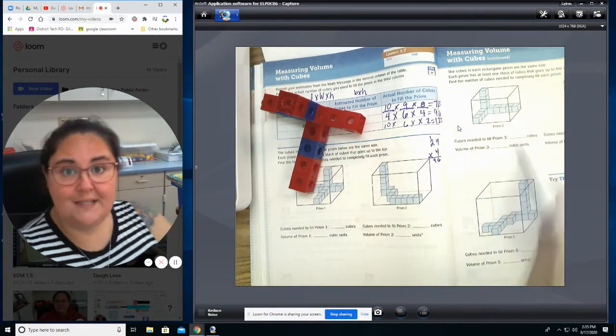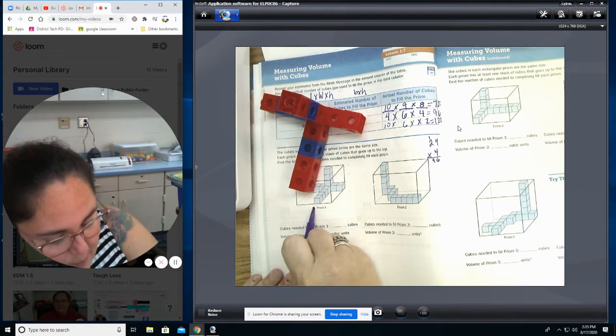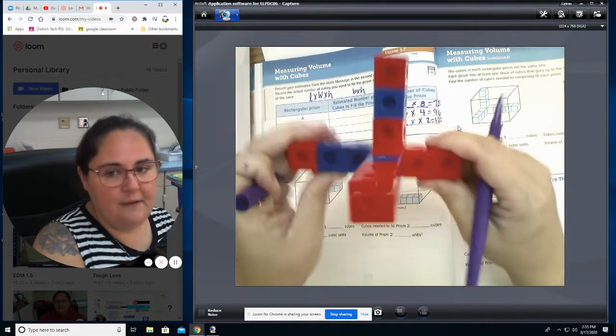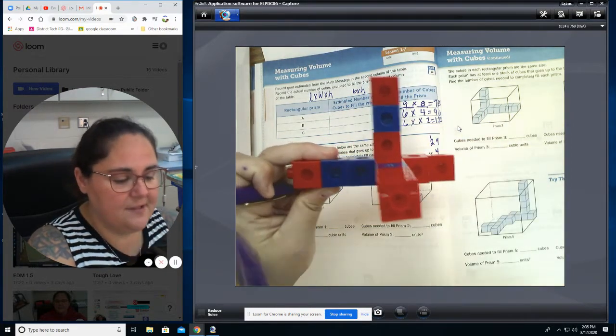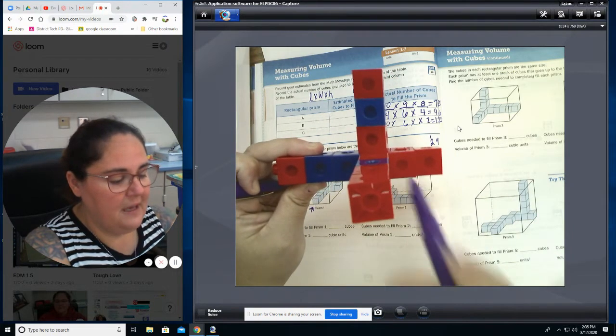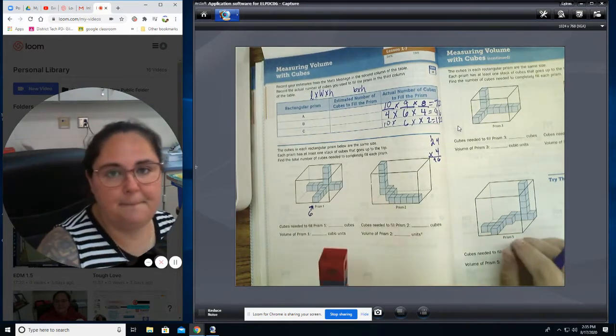And so my first thing is I'm going to try to find the length. My length, I always look from this point of view. So I'm going to pretend I'm walking up to this block and looking from this point of view. Let's count my length. So we have 1, 2, 3, 4, 5, 6. So my length is right here. It is 6.